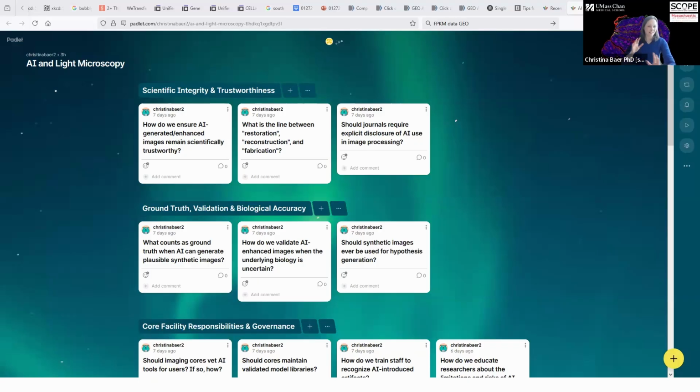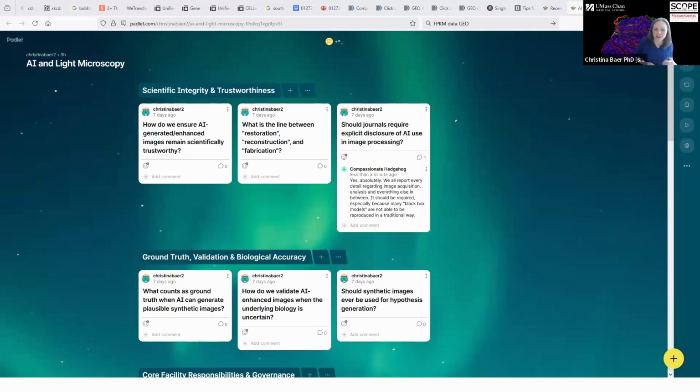The flip side of that is, right, we're talking about these proprietary image formats. What about our home-built microscopes, right? What about ones that only produce TIFFs because the software has been home coded? That's a whole other can of worms.